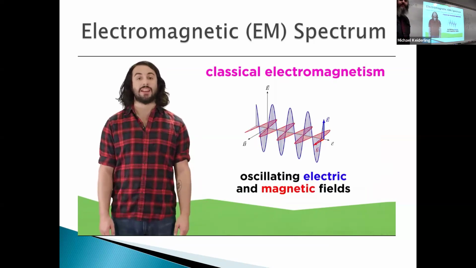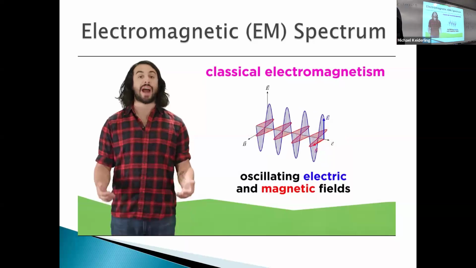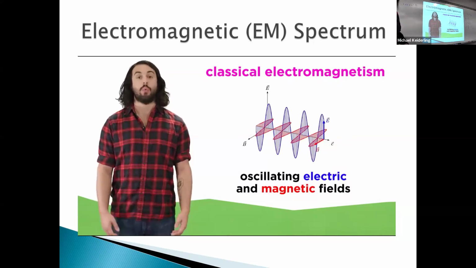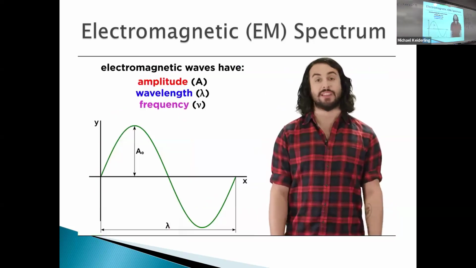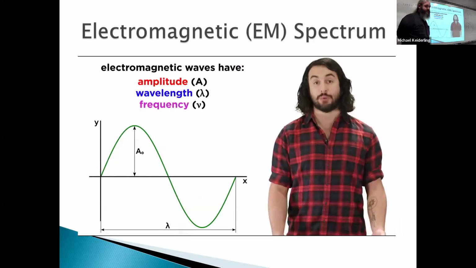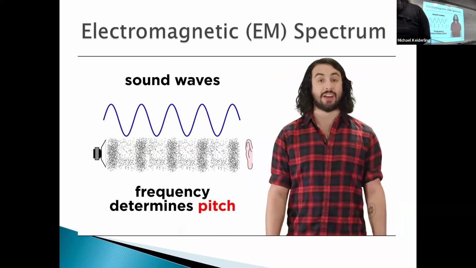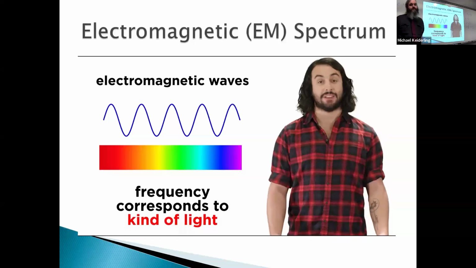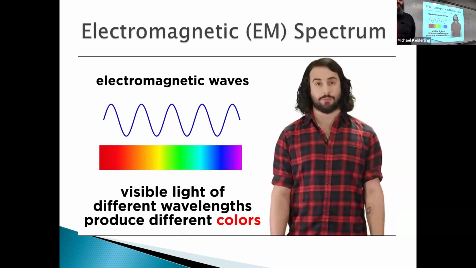This theory depicts light as a transverse wave composed of oscillating electric and magnetic fields, which are at right angles to each other and perpendicular to the direction that the wave moves. We will learn more about these fields later. Just like the kinds of waves we have previously discussed, electromagnetic waves have amplitudes, wavelengths, and frequencies. But instead of different frequencies producing different pitches, like sound waves, different frequencies of electromagnetic waves produce different kinds of light. If the light is visible, these frequencies will correspond to different colors.